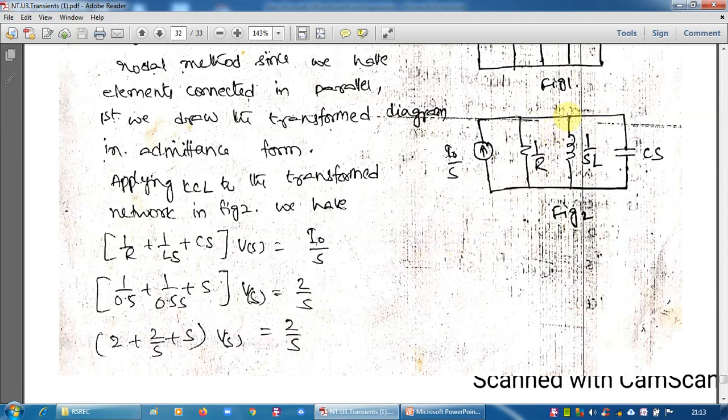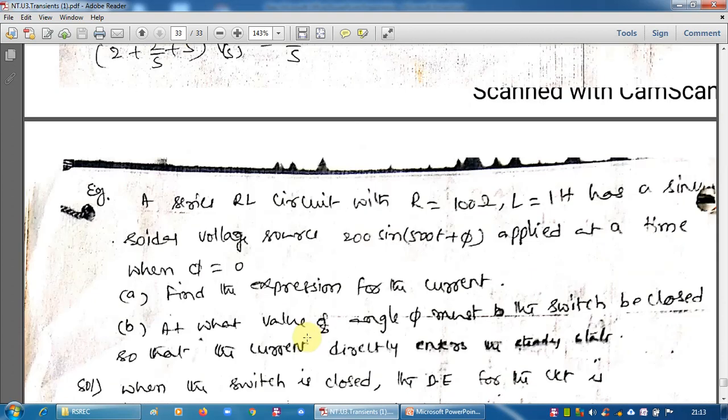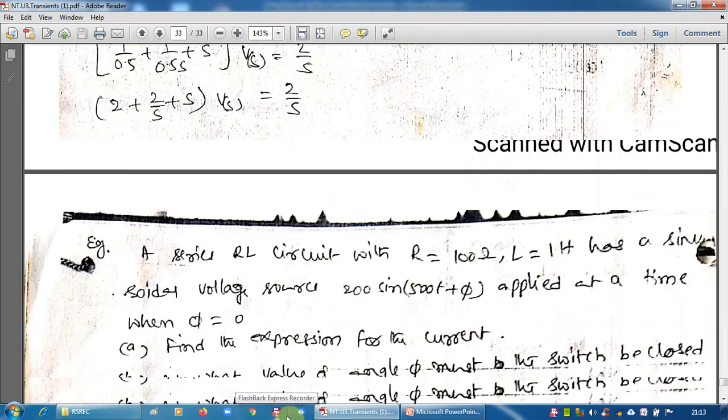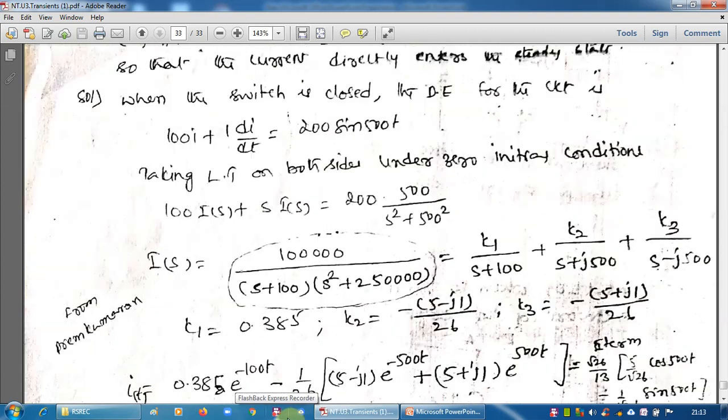This equation is also simplified. In a parallel circuit, we need to find V, the circuit voltage, that is this, and this can be simplified. Vs will become 2 by s into this. After that, apply the inverse Laplace transform, and you have to obtain V of t. So that is the case.